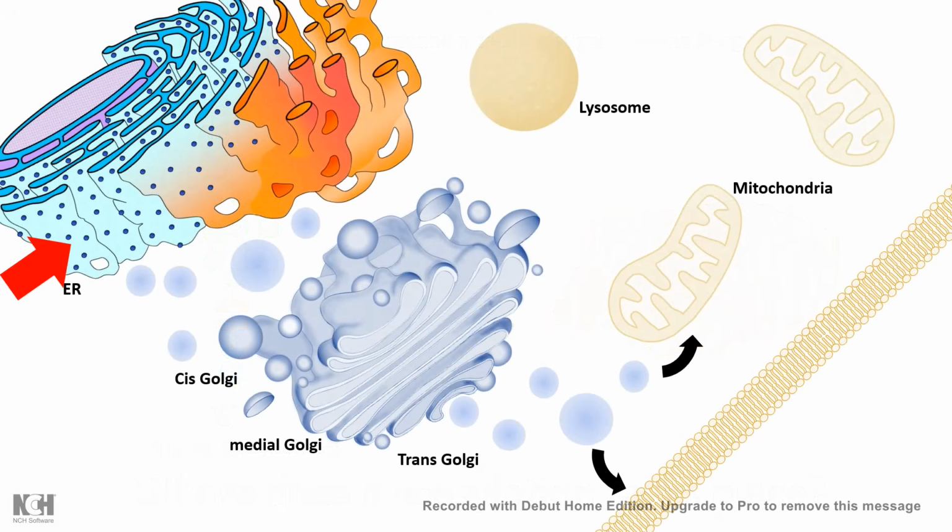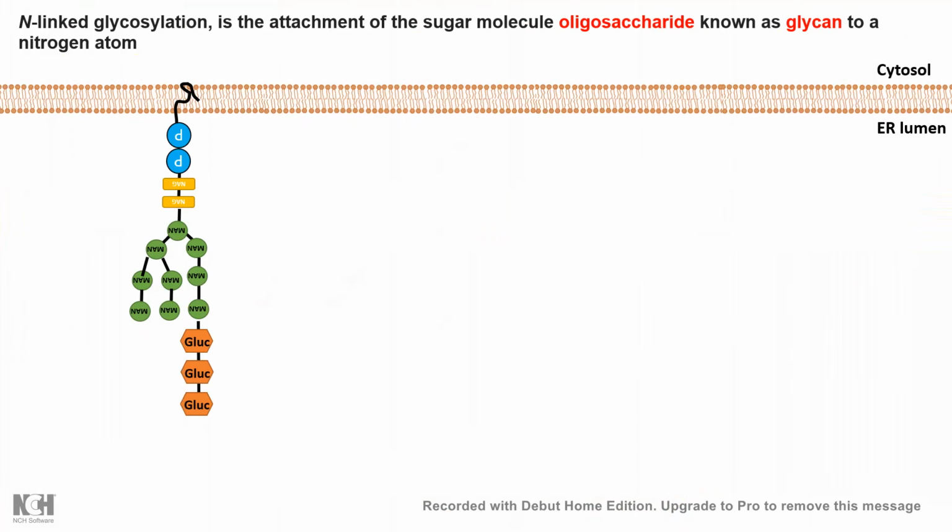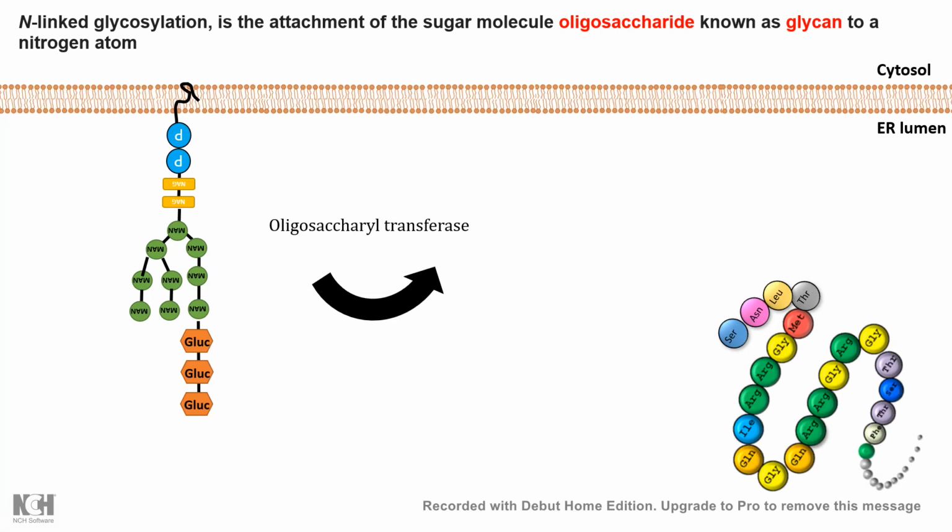Glycosylation starts at the ER, with several steps and modifications happening also in the Golgi apparatus. Now, N-linked glycosylation is a subcategory of glycosylation, which simply means attaching the glycan moiety. The glycan moiety is basically an oligosaccharide, a collection of sugar molecules, to the nitrogen atom of specific asparagine amino acid.